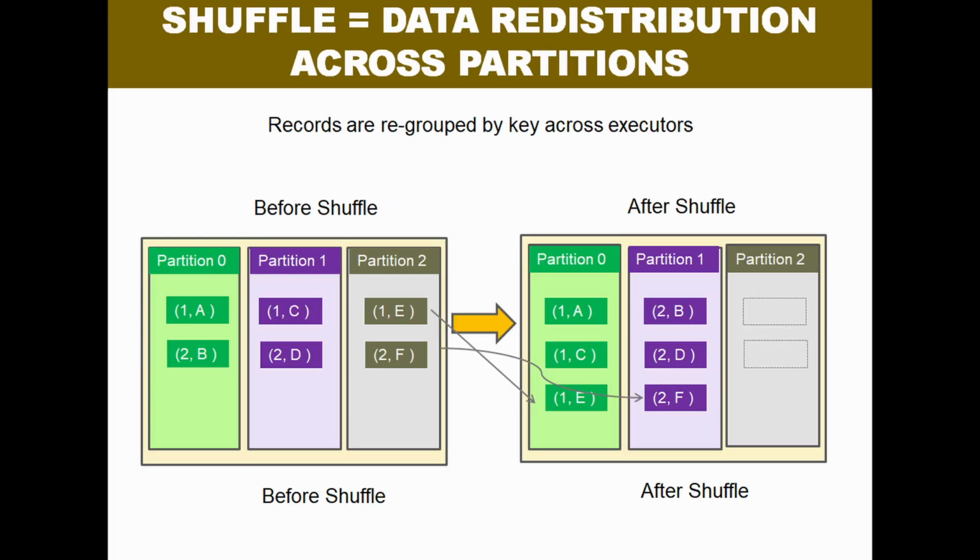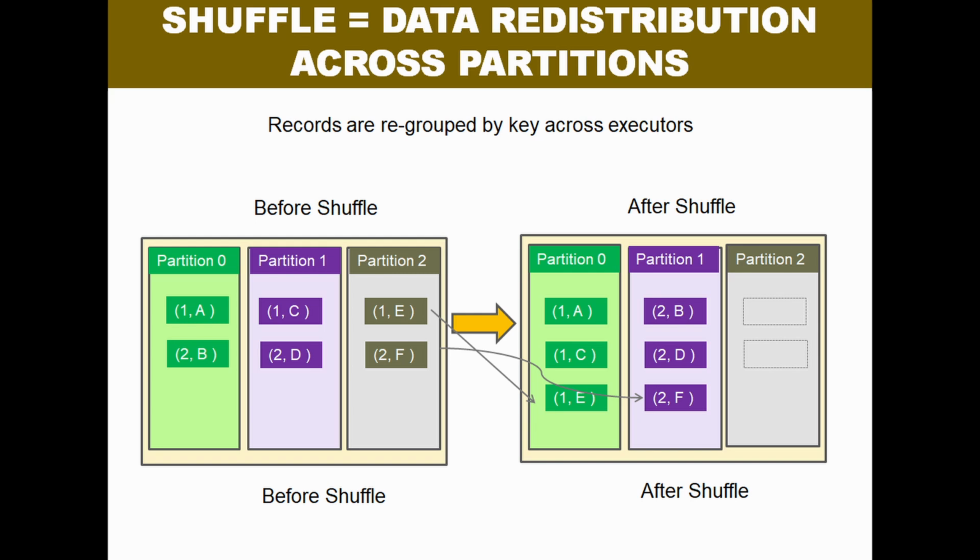Now let's visualize what is happening. Before shuffle, data is distributed across partitions. Each partition lives on some executor. Now imagine we want to group data by key. The problem is simple. All records with key equal to 1 may be spread across multiple partitions. Spark cannot compute the aggregation unless these records are brought together. So what does Spark do? It redistributes data. Every record is reassigned to a new partition based on its key. Typically, Spark uses a hash function.